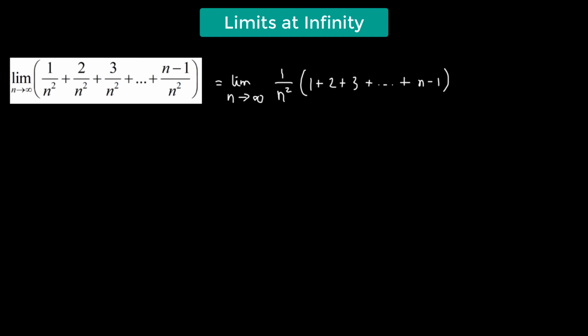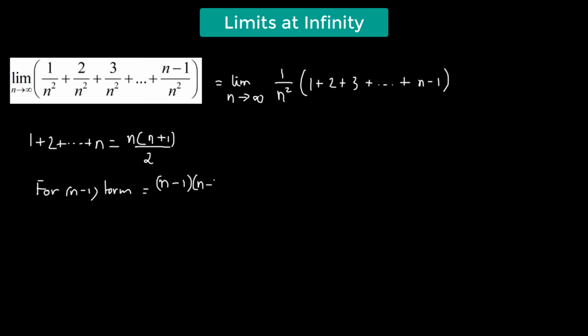We know that the sum of n number of natural numbers is given by n times (n plus 1) over 2. So for n minus 1 number of terms, we're going to substitute n with n minus 1. So we have (n minus 1) times (n minus 1 plus 1) over 2, and this is giving us n times (n minus 1) over 2.